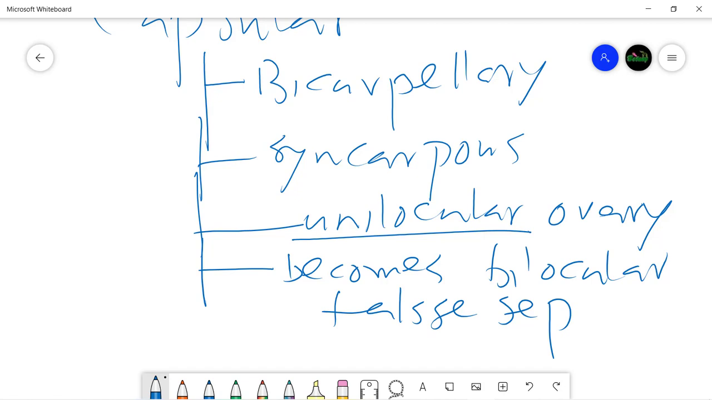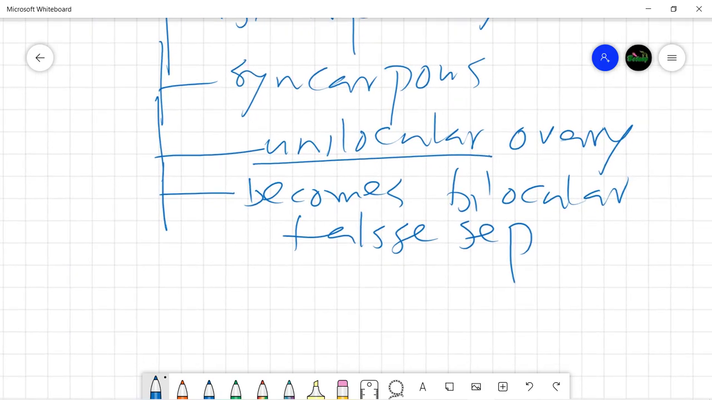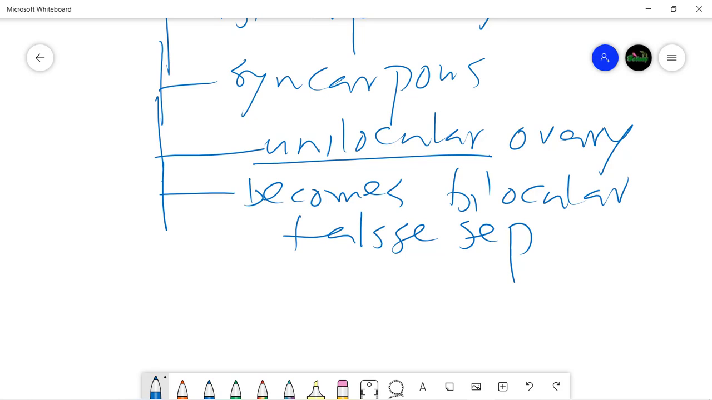It's semi-transparent or something like that. It's a partition when you open up a fruit, say of brassica or radish, and you can see the septum yourself. So it becomes bilocular because of the false septum.